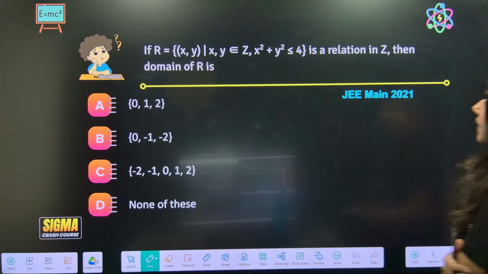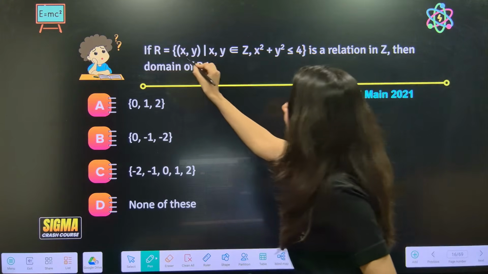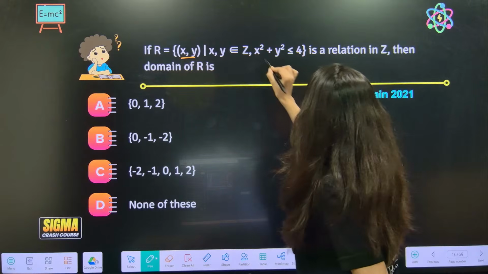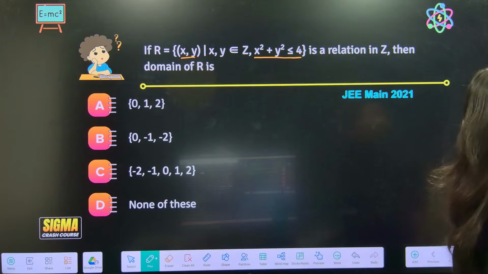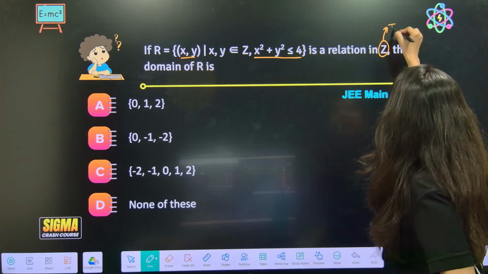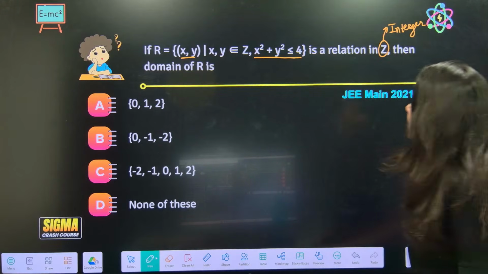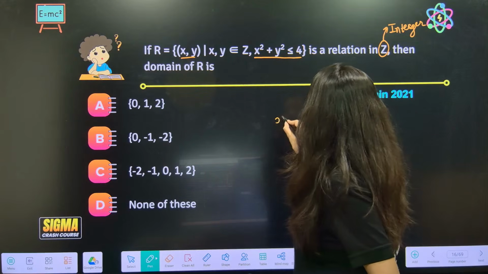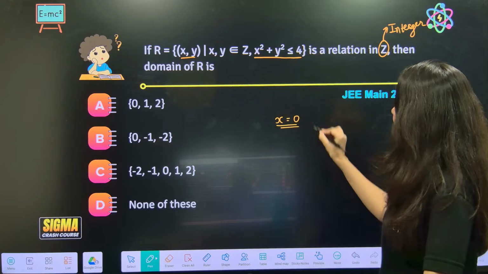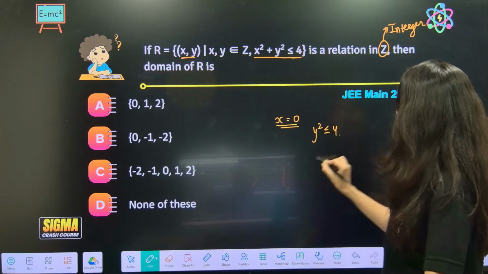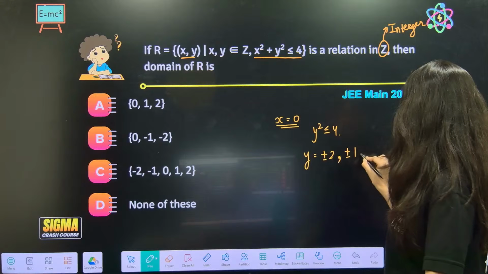So over here, this was a question from JEE Main 2021. A relation will have ordered pair (x, y), where x square plus y square is less than or equal to 4, and relation in Z, this means integral entries. X and Y both are integers. Then domain of R is what they are looking for. So let's start with x equals 0. If your x is 0, then 0 square plus y square is less than or equal to 4. So your y will be what? Plus minus 2, integer, plus minus 1, and 0.